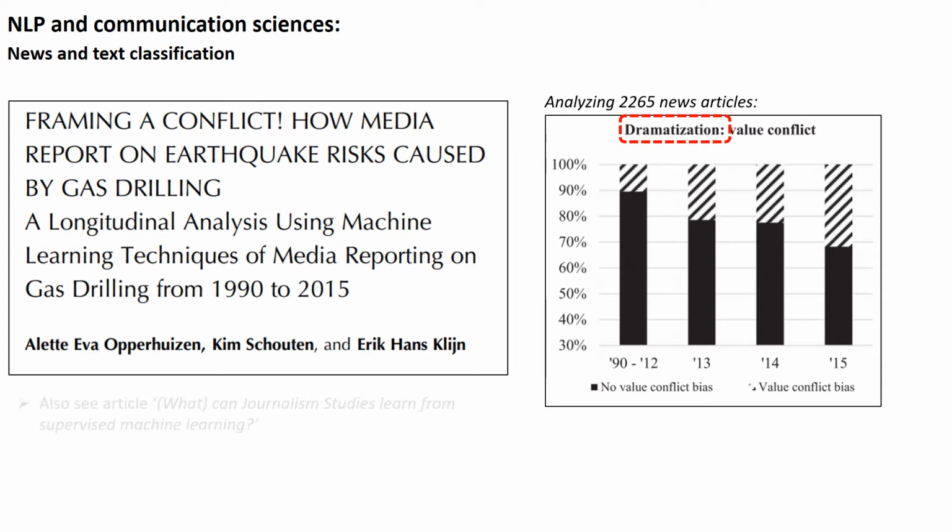Now, of course, as you might guess, you could ask some questions on how valid these labels actually are. And we made some comments on that in an upcoming article Frederik and I wrote, and that will be published in the journal Journalism Studies. It's called What Can Journalism Studies Learn from Supervised Machine Learning? It's on Ufora. Read that article because we made some critical remarks on using such classifiers to label pieces of text.